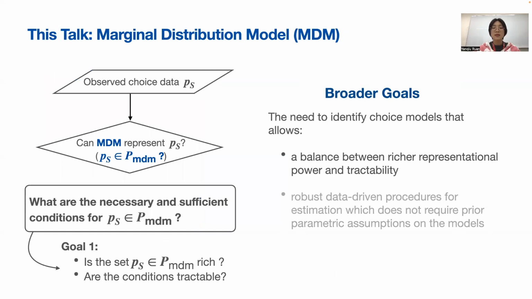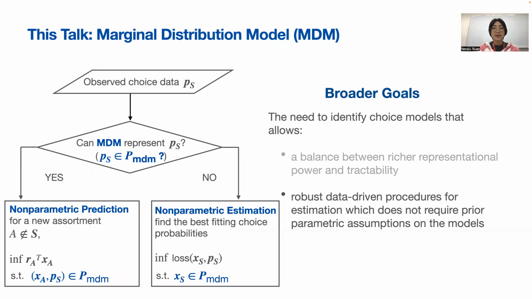One of the models meeting the two goals is the marginal distribution model, MDM. I will give an introduction to this model shortly. To check whether MDM meets the first goal, we begin by asking the question: given the choice data across a collection of assortments, can MDM represent the choice data? In other words, we are asking what are the necessary and sufficient conditions for the observed choice probabilities to be recreated by MDM. From such conditions, we will see whether the set of MDM representable choice probabilities is rich or not, and we will also see whether checking these conditions is tractable or not.